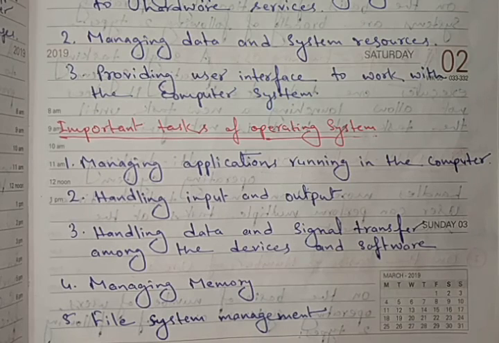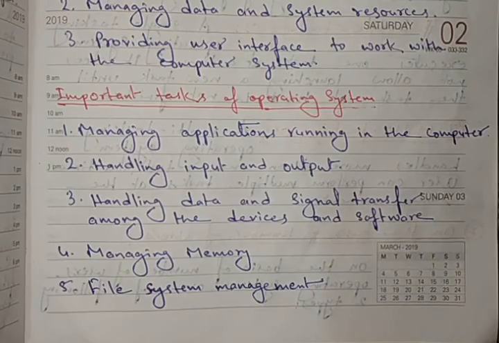Next one, managing memory. It allocates and deallocates memory to the programs to run. As you know, each and every program must be present in the main memory to be processed in the CPU. Next one, the file management system. It keeps track of all the files and folders.